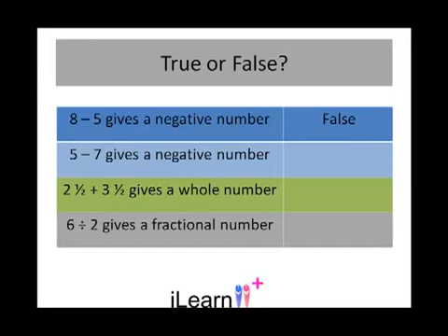5 take away 7 gives a negative number. Is that true or false? 5 take away 7 is minus 2. So yes, it is a negative number. That's true.